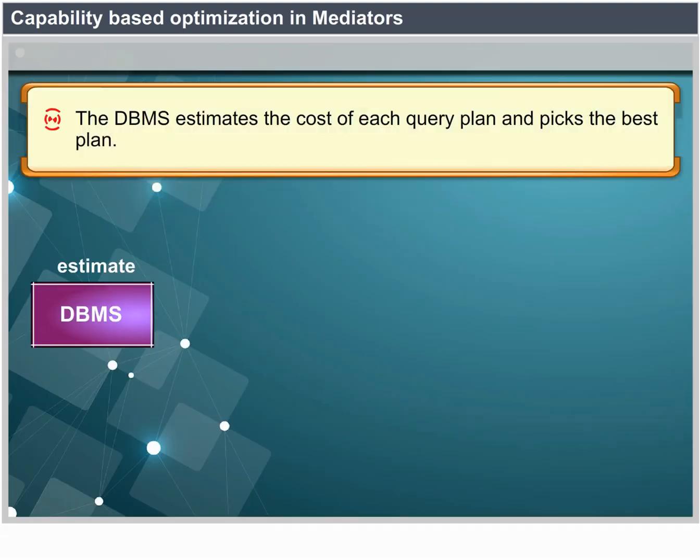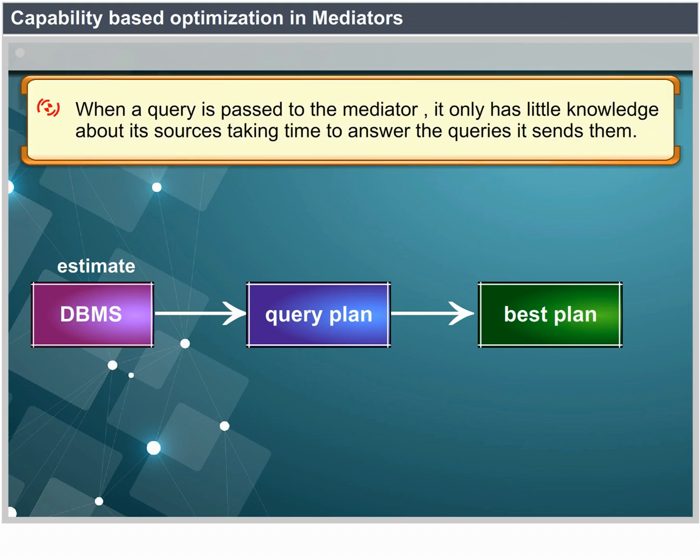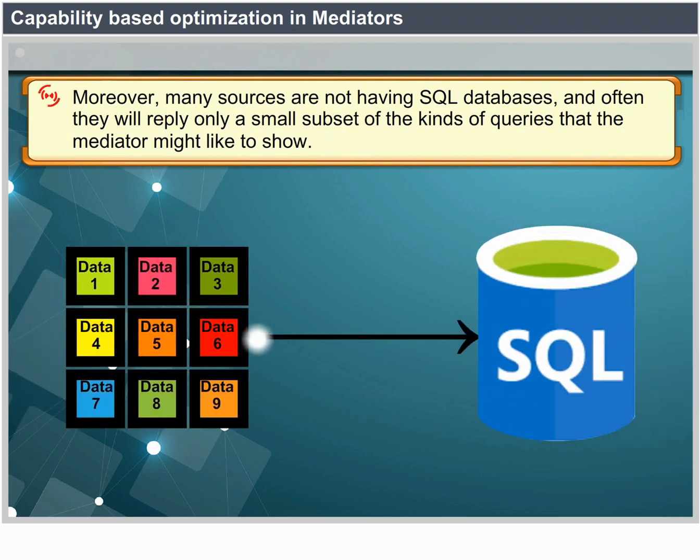A typical database management system estimates the cost of each query plan and picks what it believes to be the best. When a mediator is given a query to answer, it often has little knowledge of how long its source will take to answer the queries it sends them. Furthermore, many sources are not SQL databases, and often they will answer only a small subset of the kinds of queries that the mediator might like to pose.